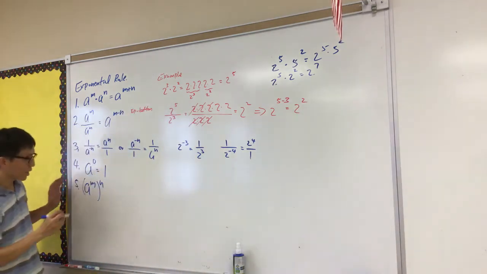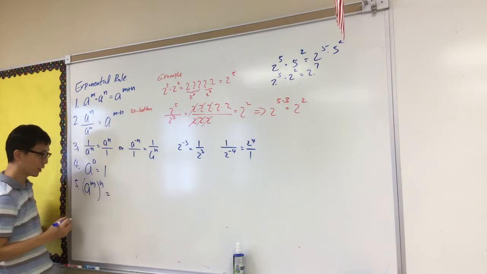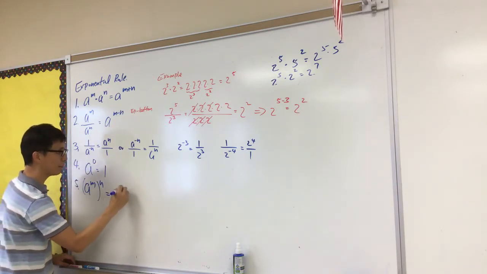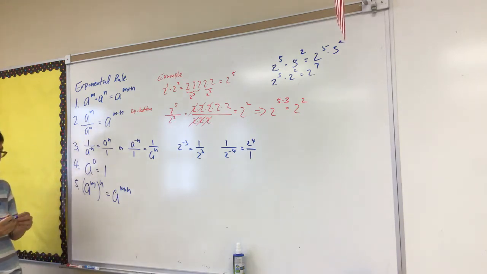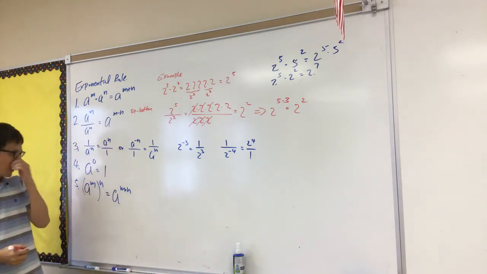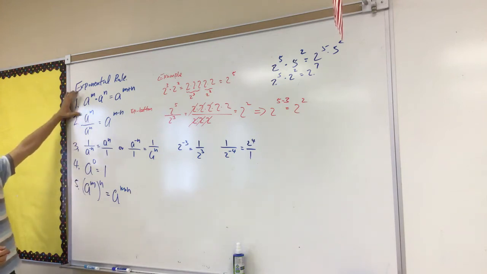Next thing is a to the m times a to the n. Here it is equal to a to the m plus n. It's called the product rule. Okay, so why is this one different than this one? We're going to show you.